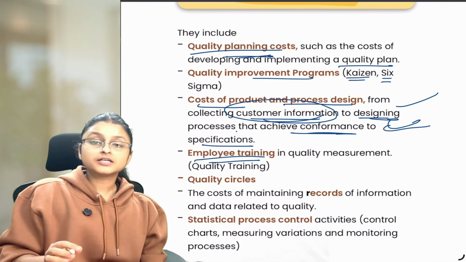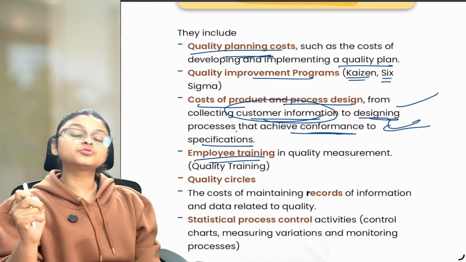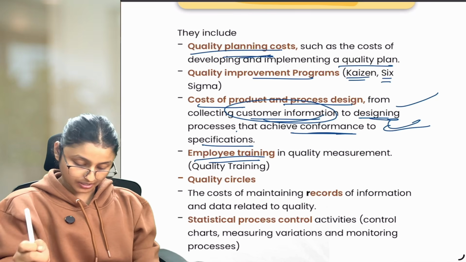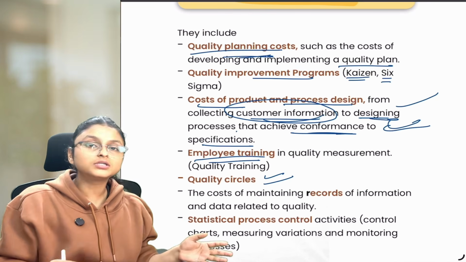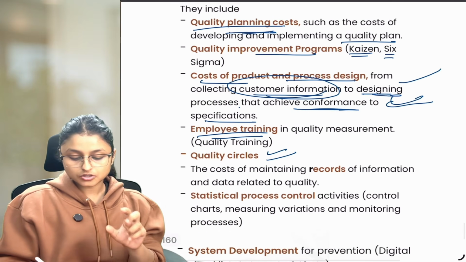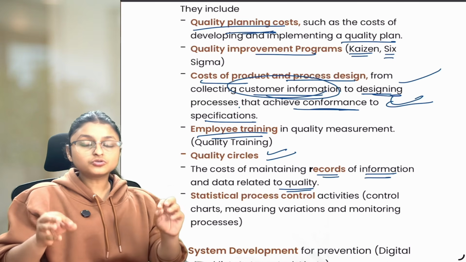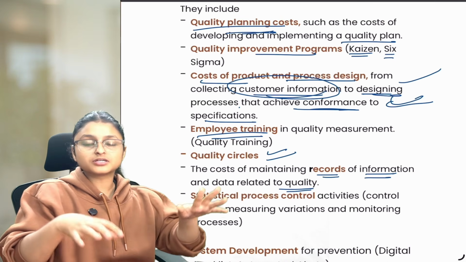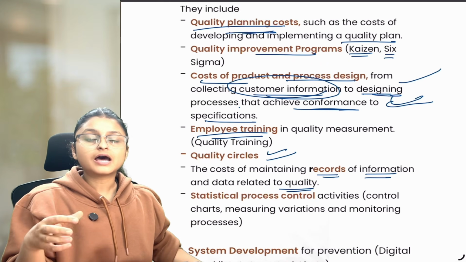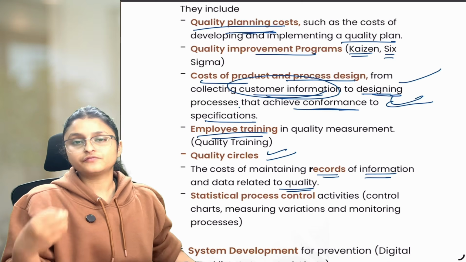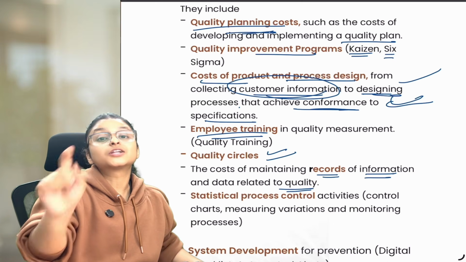Employee training, as we want to achieve quality while producing the product itself, and that is why we need to train our employees for the same thing. Quality circle will make a group of employees who will focus on improving the quality, and that is what a quality circle is. The cost of maintaining records of information and data related to quality. Think about it. We need to know whether these techniques or methods which we are applying for improving the quality or preventing the defects are working in a proper manner or not. And for that, records of quality are very important. So there might be a cost of maintaining that record also.